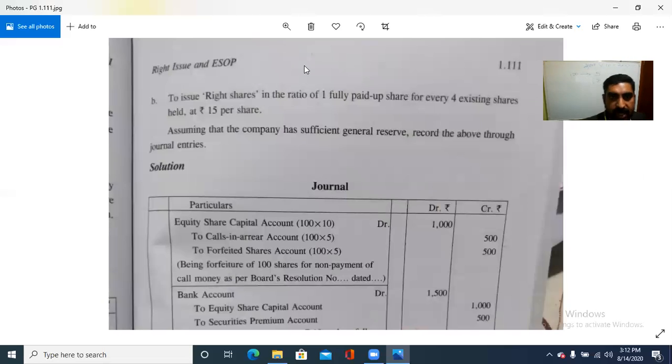To issue the rights shares in the ratio of 1 fully paid share for every 4 existing shares held at 50. So the total shares are 20,000.